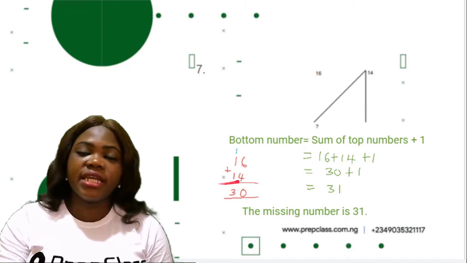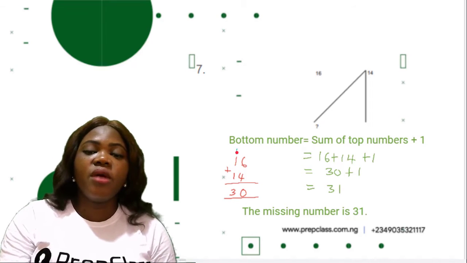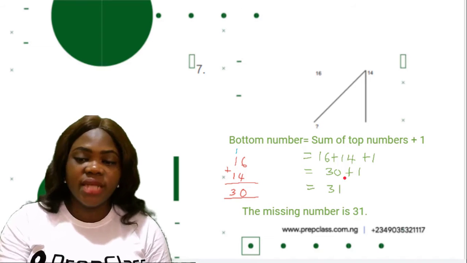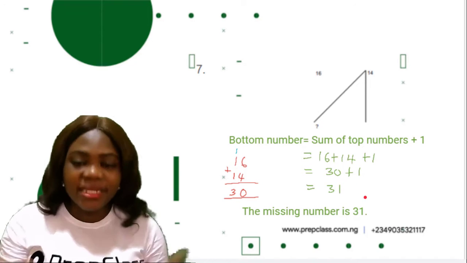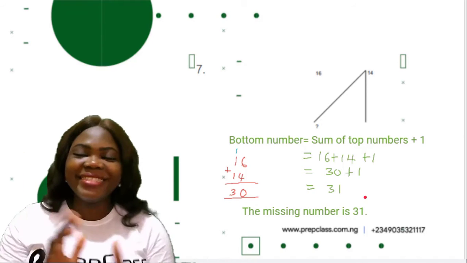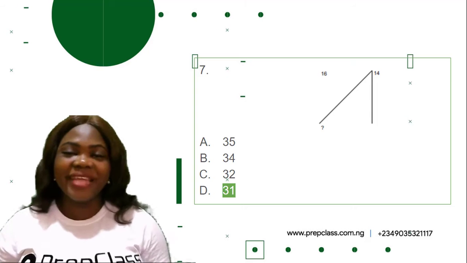Okay, 16 plus 14 can be done here. 6 plus 4 is 10. Write 0, carry 1. 1 plus 1 is 2. 2 plus 1 is 3. So 16 plus 14 is 30. Then 30 plus 1 is 31. So this means that the missing bottom number is 31. And then the correct option here is option D, 31.